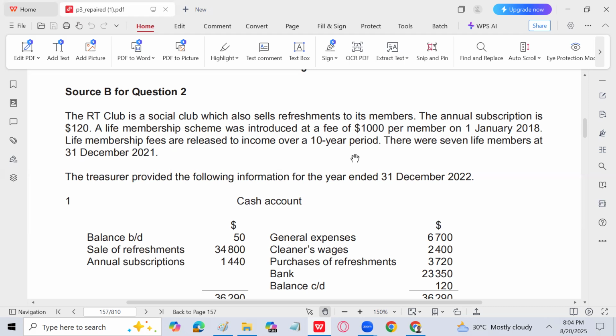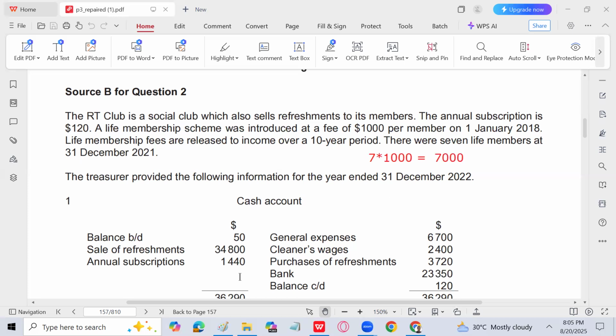So the life of the club is 10 years, you can say like that, and the life membership is transferred to income over that period. So 1,000 per member divided by 10 means $100 for each member is going to be transferred to income. There were 7 life members at 31st December 2021. We are currently solving the question for 2022, right? So at the start of the year we have 7 members who have become life members, and each member has contributed 1,000, so that amount is going to be 7,000.